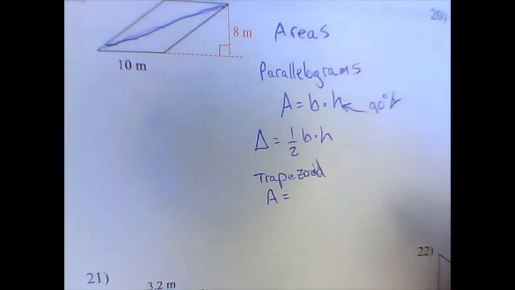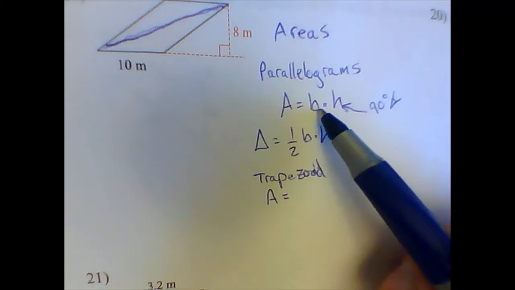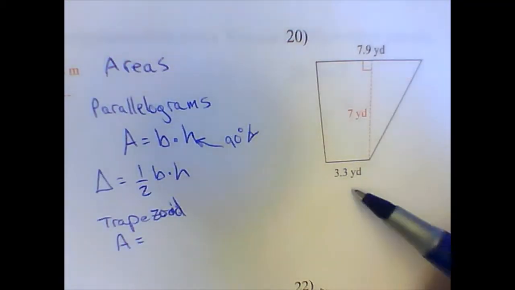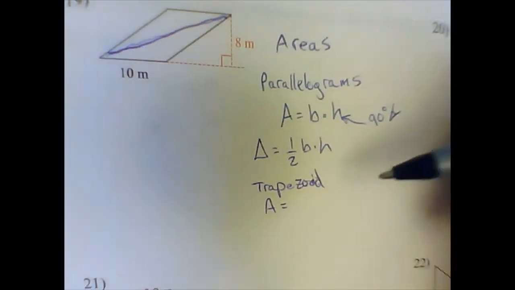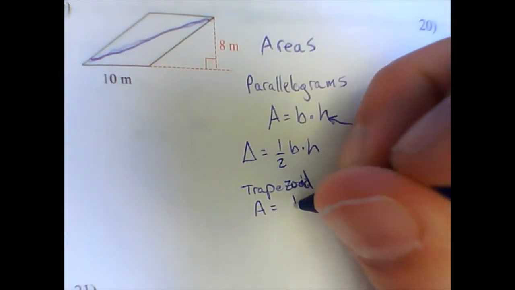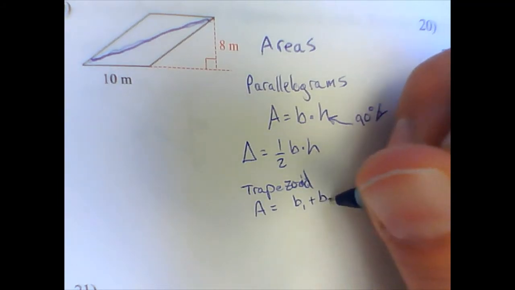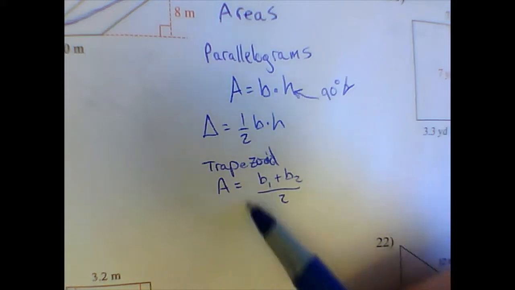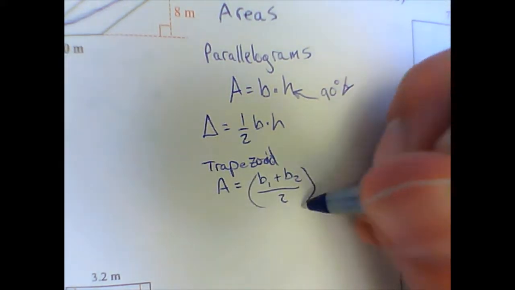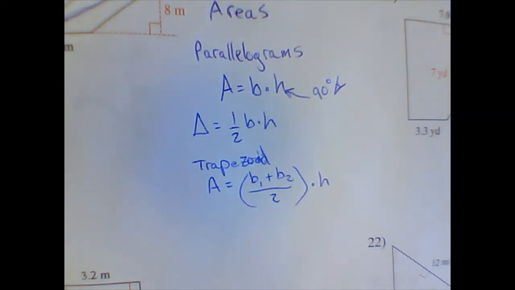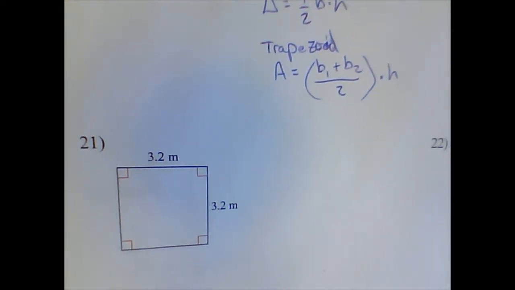I mean, is it the big one, the little one? Or what if we did somewhere in the middle? So we got two bases. What if we averaged them? So if we took the bases, that's the set of parallel sides, add them together and divide by 2, you're finding an average. You're basically finding an average base, one not too big and not too little. And then you times it by the height. That needs a 90-degree angle again. That's the trapezoid area.